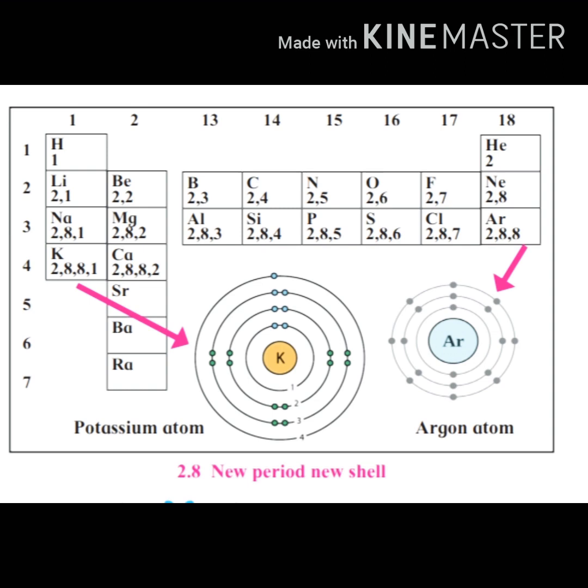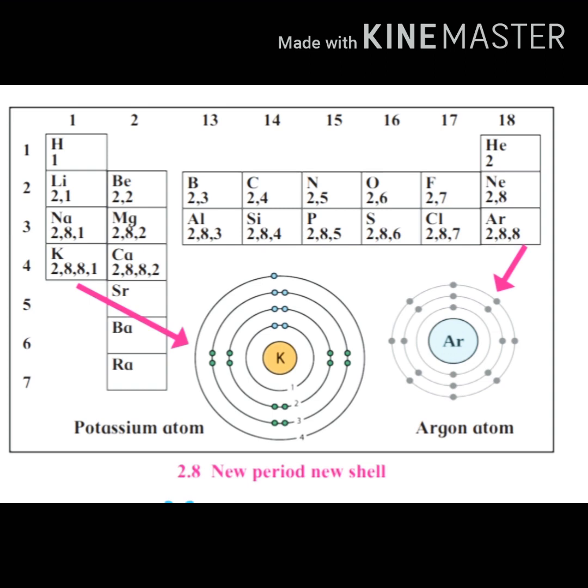Now what is the valency? The valency from top to bottom remains the same because the valence electron in all these elements is 1. So the valency, that means the tendency to donate the electron. So the valency of the first group is 1, it remains the same. For the second group, the valency will be 2. Third group, the valency will be 3. So the valency remains the same from top to bottom.